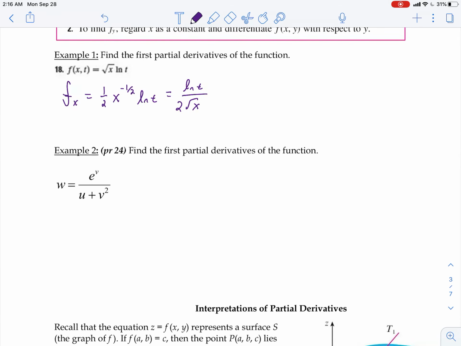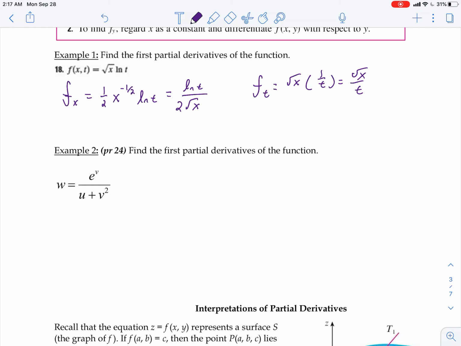Alright, now let's find the partial derivative with respect to y. Again, we can use either notation. I'm just going to stay with f sub y, or in this case, f sub t, because t is our other variable. So f sub t. The derivative of natural log of t is just going to be 1 over t. So we have the square root of x times 1 over t, which just gives us the square root of x over t. All right, and we've taken both partial derivatives.